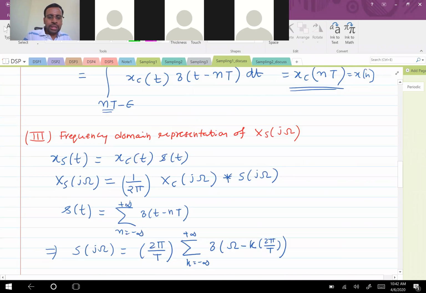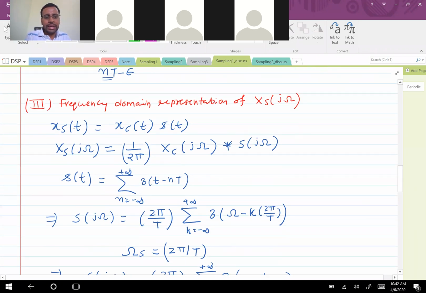Now what you are getting is xs of t, the multiplication of xc of t with the impulse train s of t. The moment you move to the Fourier domain, multiplication is equivalent to convolution, with a multiplication factor of 1 by 2 pi. And if I am convolving x of t with delta of t minus t naught, what will happen? Let's say I have a signal x of t and I convolve it with delta of t minus t naught. What would happen to that? This will give me x of t minus t naught.